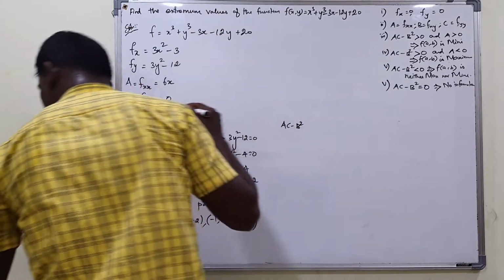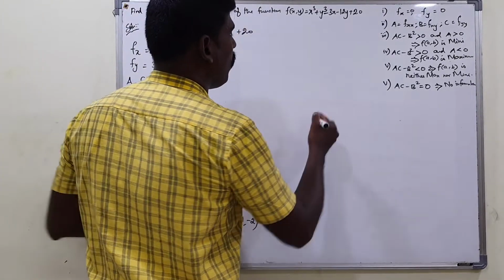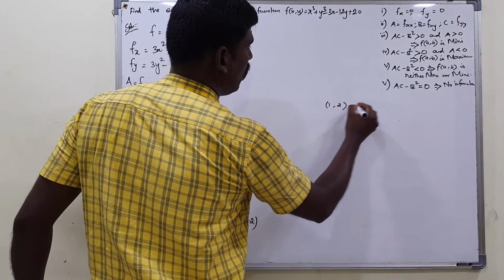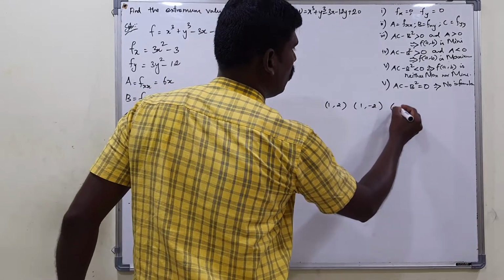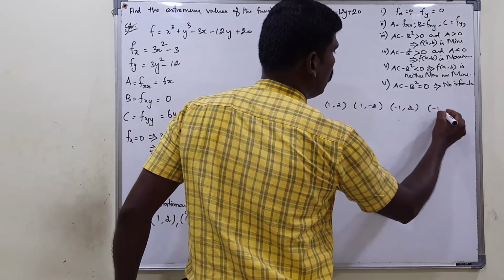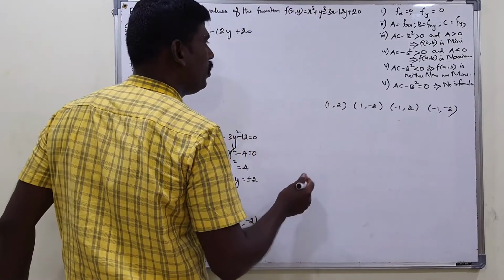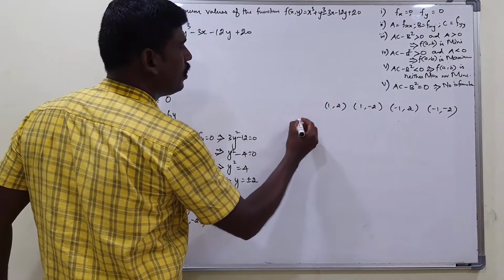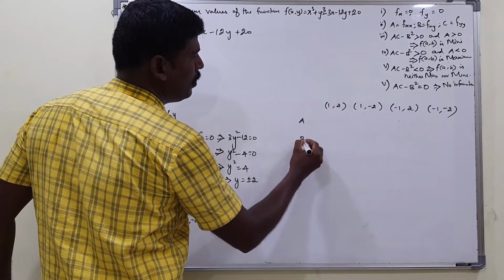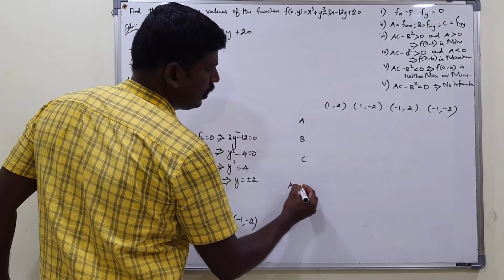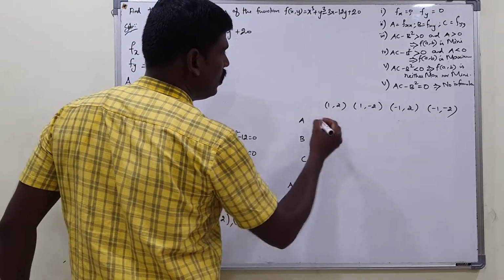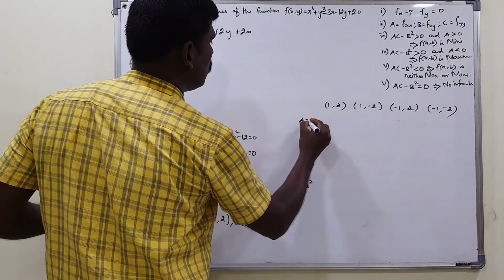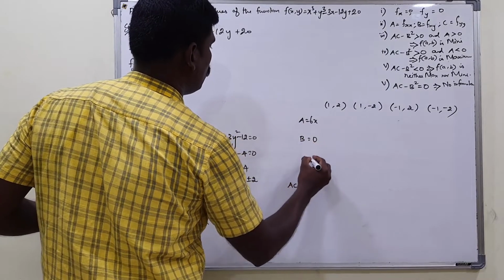What are the points? We found (1, 2), (1, -2), (-1, 2), and (-1, -2). So I am going to find out the value of AC minus b square and A among these 4 points. So first of all, what is A, what is B, what is C, and then what is AC minus b square. What is A? It is 6x, isn't it? What is B? It is 0.